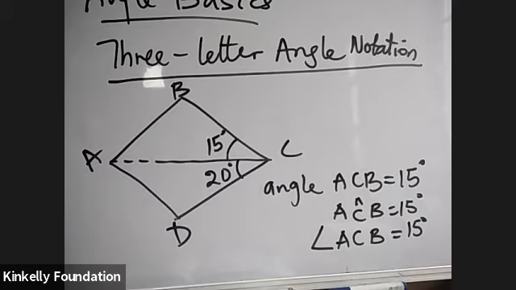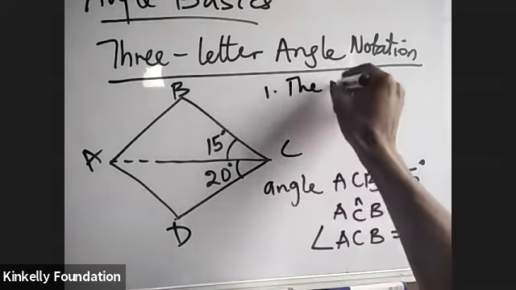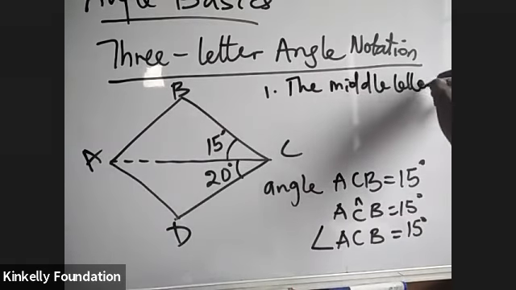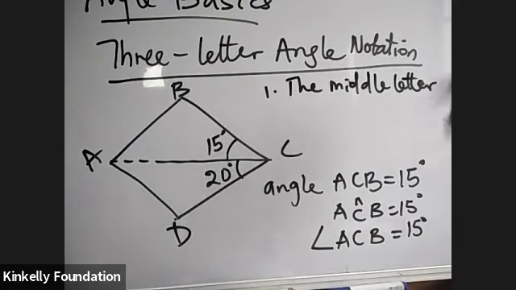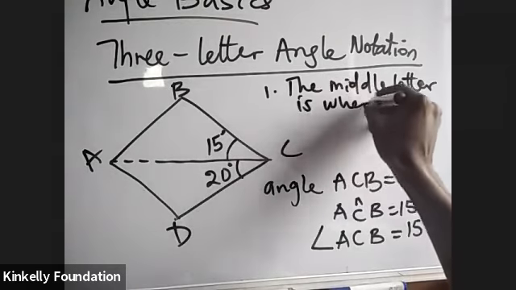Do you understand? Please, can you explain it again? Now, what I'm saying is this. We can use three letters to represent our angles. And when we are using three letters to represent our angles, one thing is that the middle letter is where the angle is.